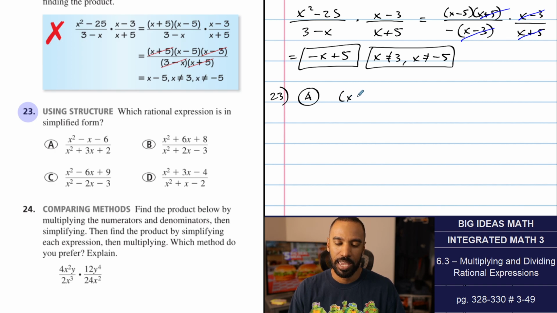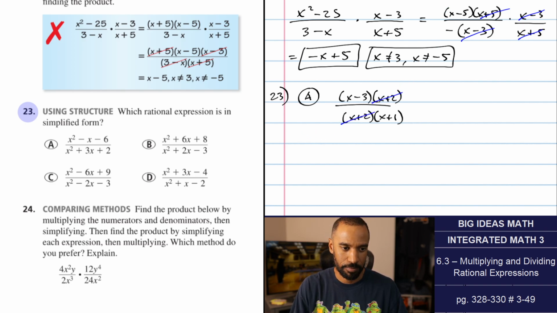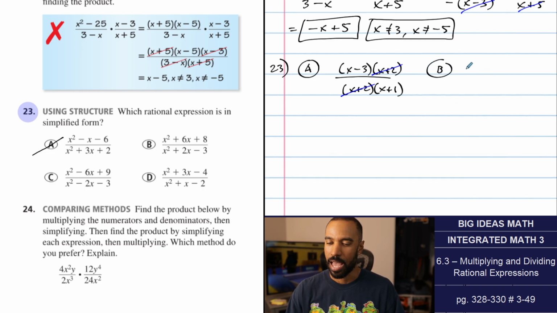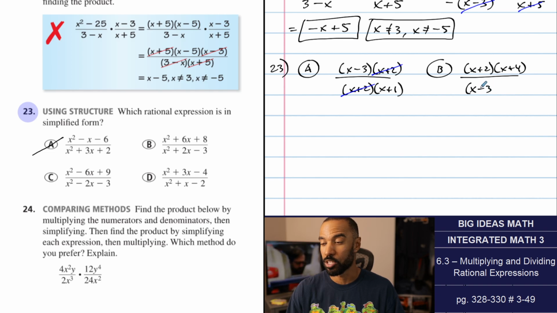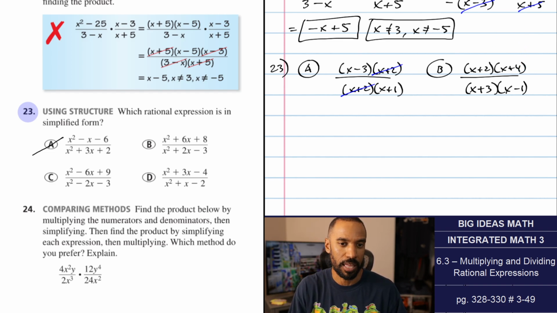So A is x minus 3 times x plus 2 over x plus 2 times x plus 1. This is not in simplified form because those can go away. So the answer is not A because it's not in simplified form. B has x plus 2 times x plus 4 over x minus 3 times x plus 3 times x minus 1. That one looks to be in simplified form. I can't do anything else with it. And I don't know if that's the only answer, but that seems to be an answer. So I'm going to make sure to note B.